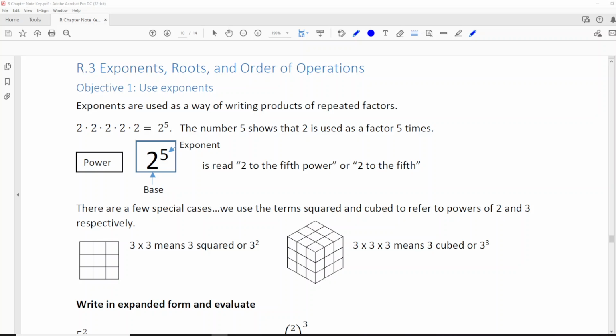We call these things powers. So 2 to the exponent 5 is a power, where 2 is the base, the number getting multiplied by itself, and 5 is the exponent. You can read it as 2 to the exponent 5, 2 to the 5th power, or 2 to the 5th.